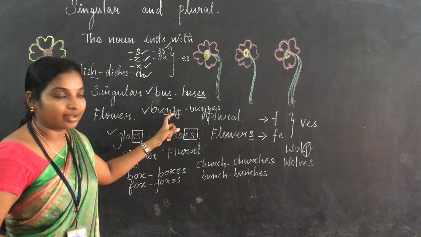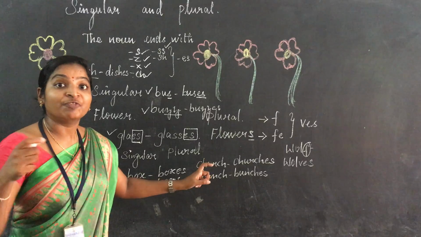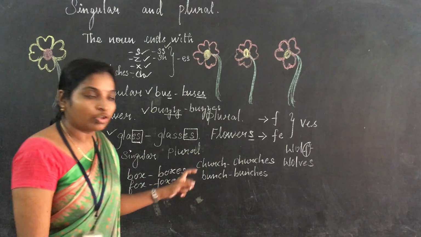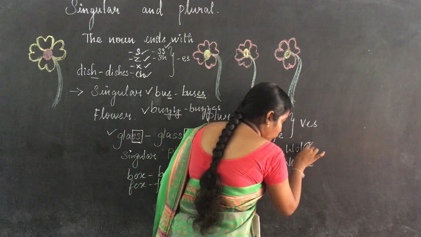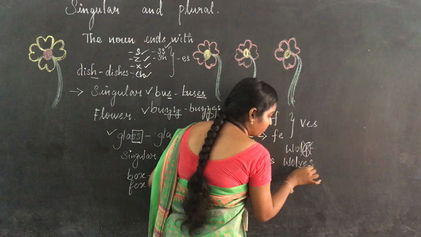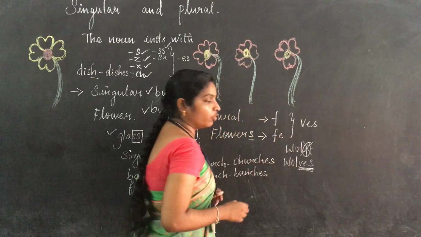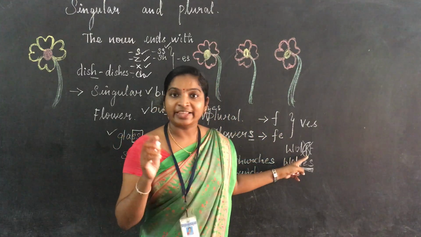Instead of this, here it is not the case like that. We don't just add; here we have to change. Instead of f, we have to give ves. We have to remove that f and then give ves. Okay, and then come to the next one, fe. Here we just saw about f alone.